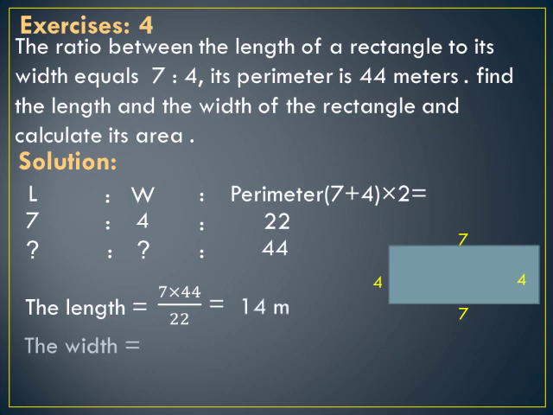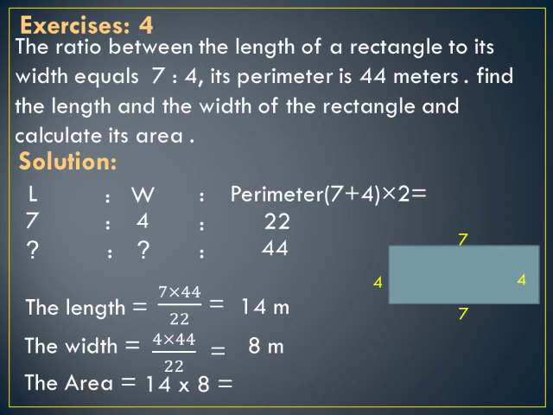To get the length, hide width and make scissors: 7 by 44 over 22 equals 14. To get the width, hide length and make scissors: 4 by 44 over 22 equals 8.